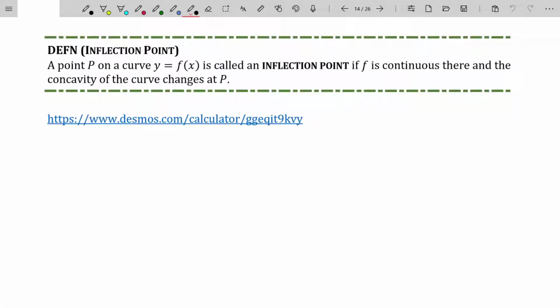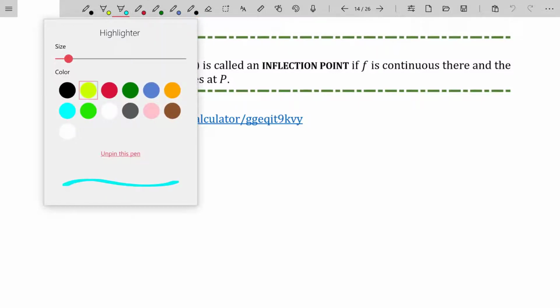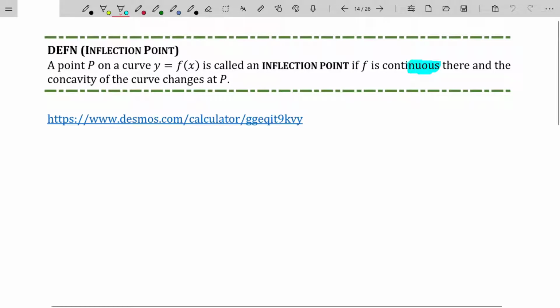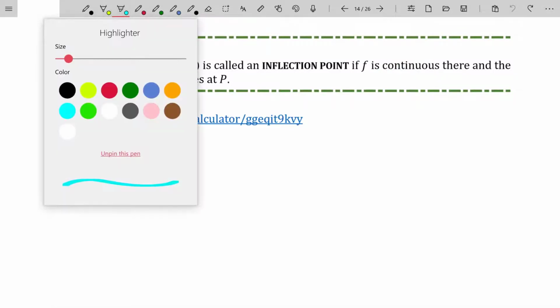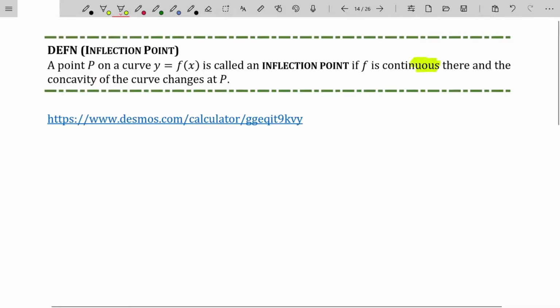And as I mentioned earlier, a point on the curve is called an inflection point if f is continuous there, and the continuity is very important, so I'm going to highlight that. So it's continuous there, and the concavity of the curve changes at p. In other words, it changes from concave upward to downward, or vice versa, at that point. As long as your function's continuous, then you'll have an inflection point where concavity switches.